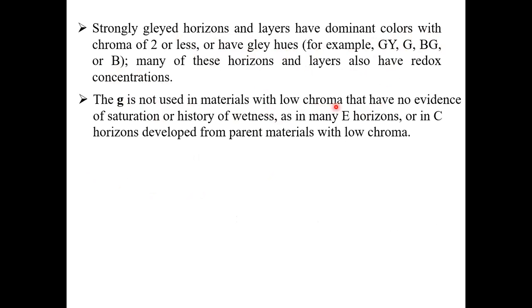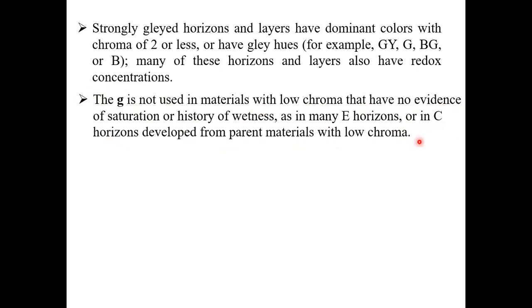If G material is very low in chroma, we cannot use this. So there is no evidence of saturation or history of wetness in E horizon, or in C horizon developed from the parent material with low chroma. So this is the reason. Remember this point, students. If they want to ask very strict questions, they may catch this type of line. So G is not used in material with low chroma that has no evidence of saturation or history of wetness, as in many E horizons or in C horizons developed from parent material with a low chroma.